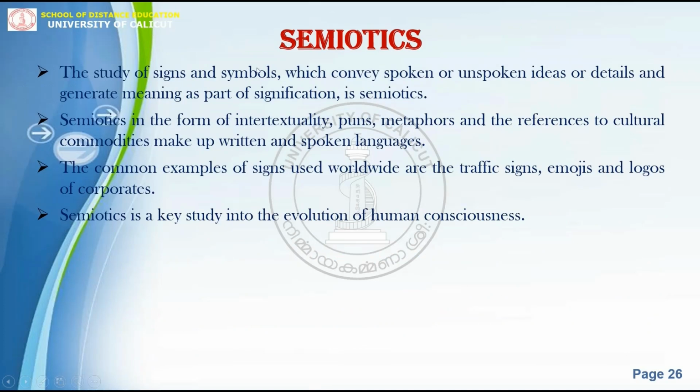Next is semiotics, the study of signs and symbols which convey spoken or unspoken ideas or details and generate meaning as part of signification. That is, signifier and signified is called semiotics. Semiotics is a form of intertextuality; puns, metaphors, and references to cultural commodities make up written and spoken languages. There is symbolic representation. Common examples of signs used worldwide are traffic signs, emojis, logos of corporates, etc., which are known as semiotics, symbolic representation. Semiotics is a key study into the evolution of human consciousness.